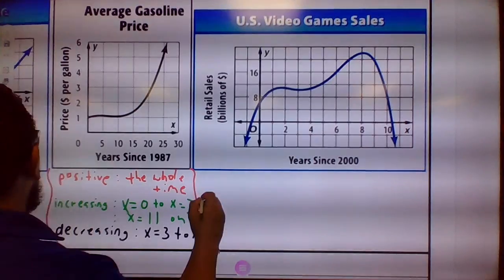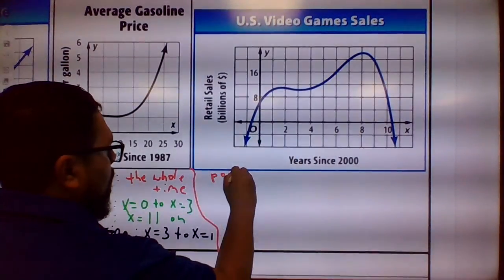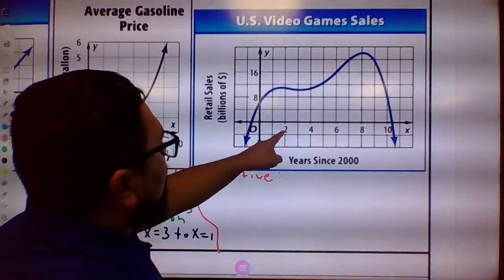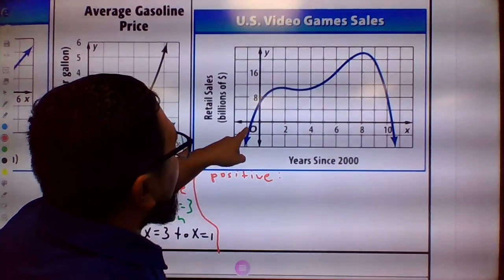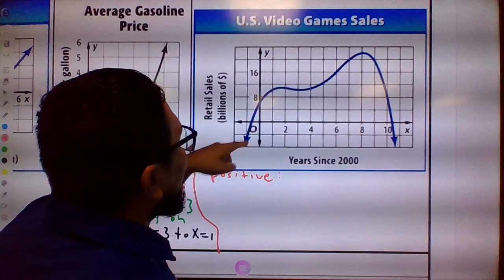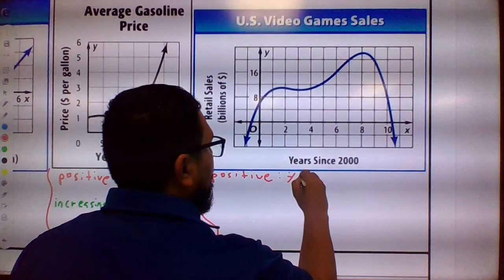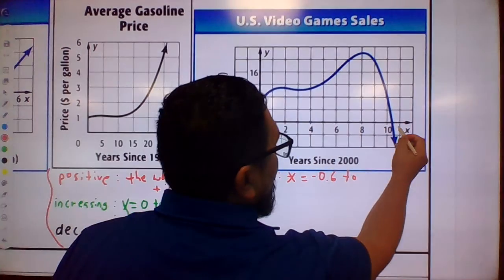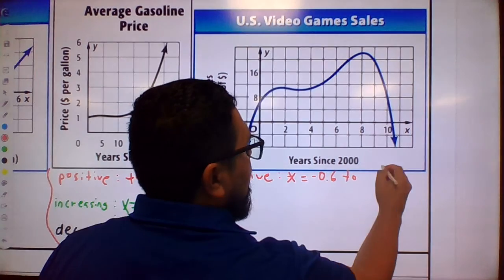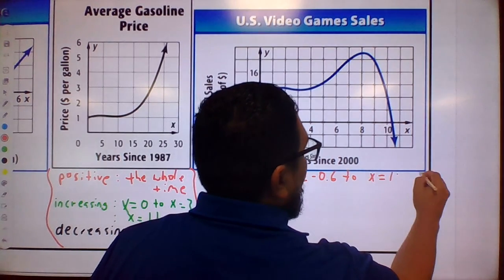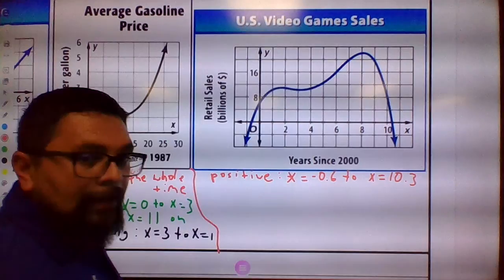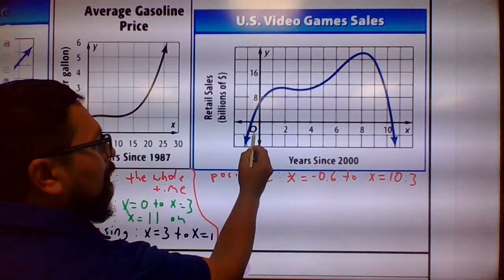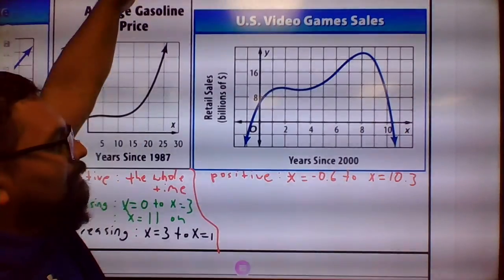So it looks like it's positive from, it looks like this is going up by 1, from x equals negative 0.6 to about 10.3, something like that. It's about, okay? X equals negative 0.6 to x equals 10.3. So it's this whole thing, it's up. It's above the x-axis, so it's positive.